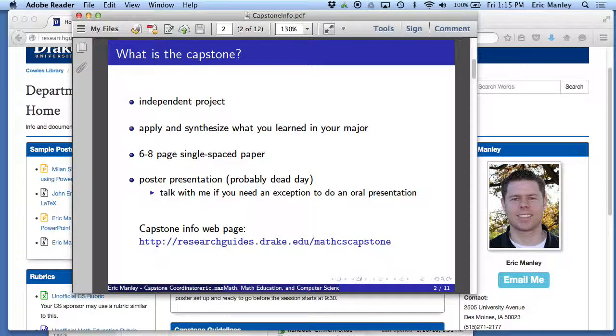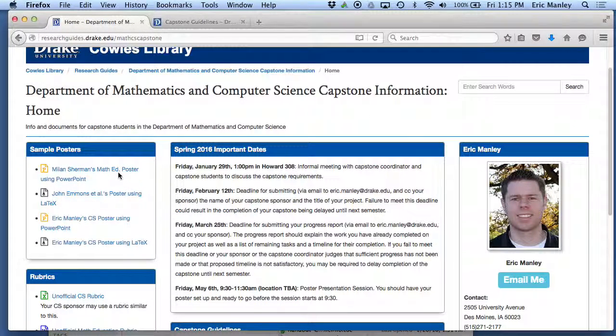I've given you a couple of examples. Mylan Sherman had a poster that he did for a conference, and it's a math education one if you want to see an example of a math education poster. I've also done a CS poster before that I did in PowerPoint, so you can look at what my file looks like there. You can take one of those and use it as a template for your own if you want. And then there's also a couple of LaTeX ones as well.